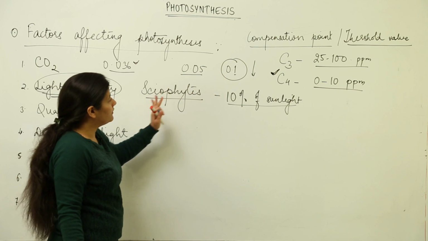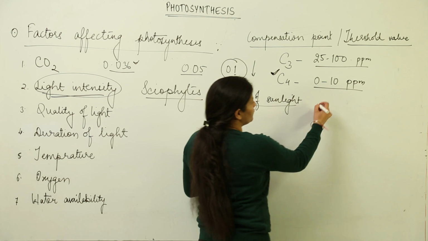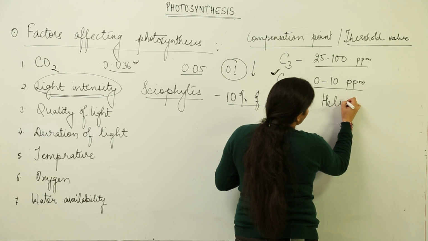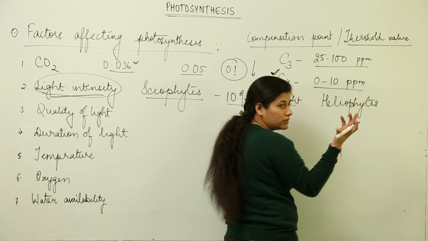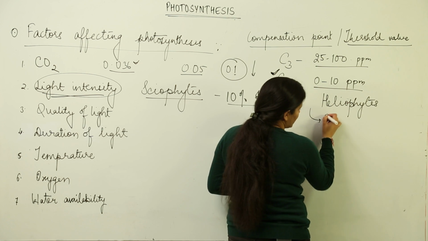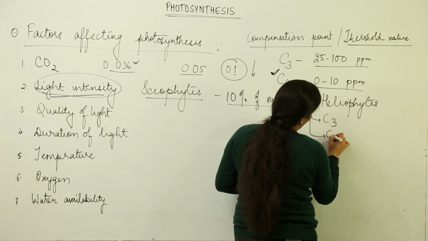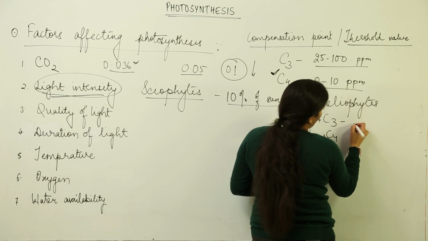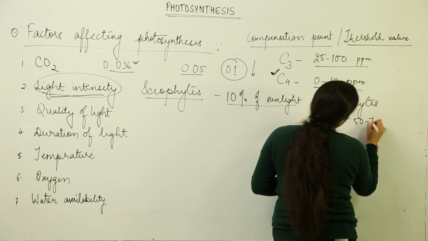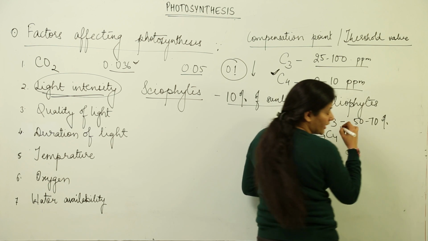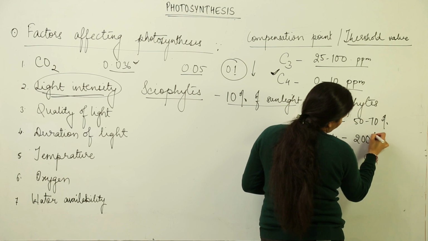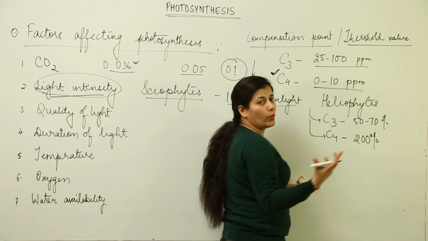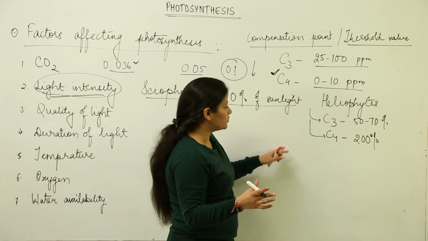okay? And while we talk about heliophytes, those plants which are prone to grow in abundant sunlight, they would be easily classified as C3 and C4. So C3 can take up as much as 50 to 70% of sunlight, and C4, you would be surprised to see, as much as 200%. They have adapted so well anatomically, not morphologically.